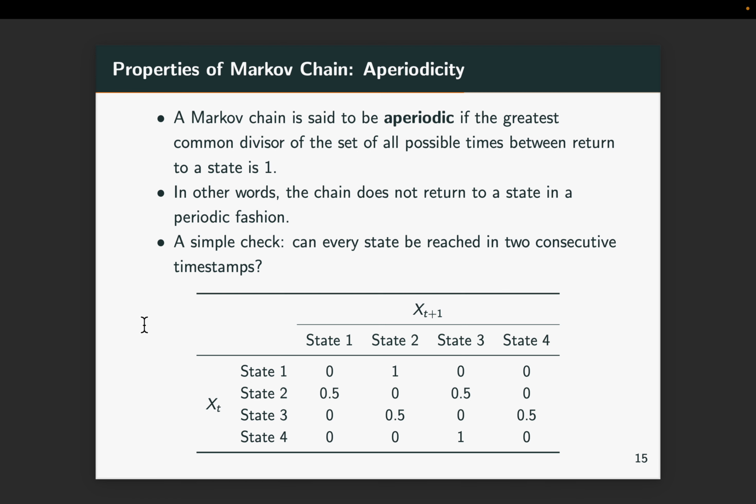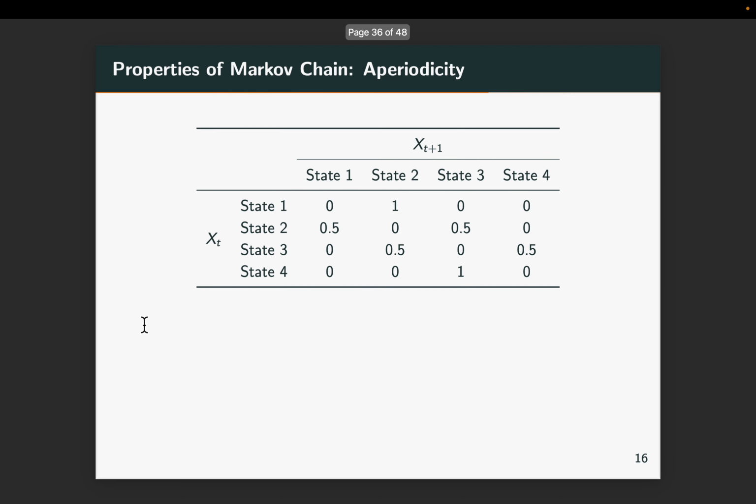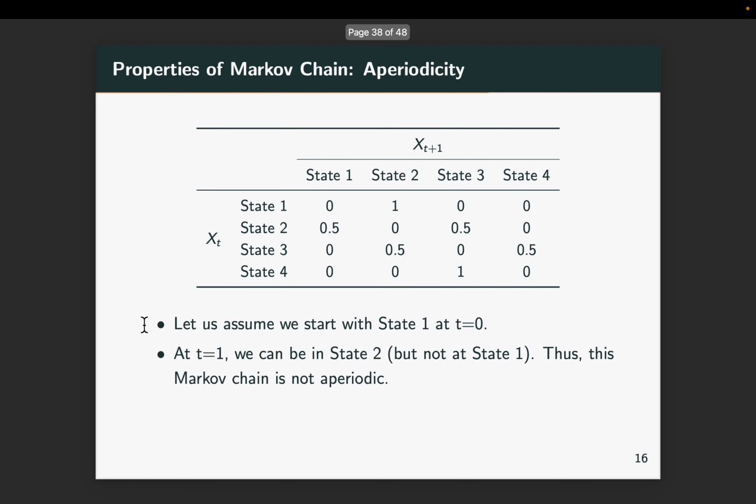Questions on this? Oh, I had this: at t equal to 1, we can be in state 2, but not in state 1, so with this definition also we could just end it. At t equal to 1, we cannot be in state 1. So it means we'll have to be in state 1 in a pattern, not at 2 consecutive timestamps, as Harry just showed.